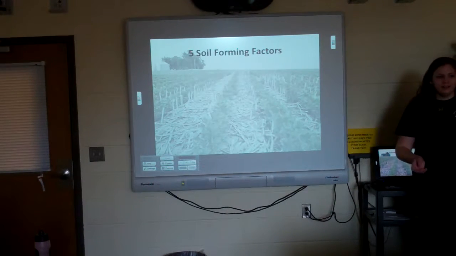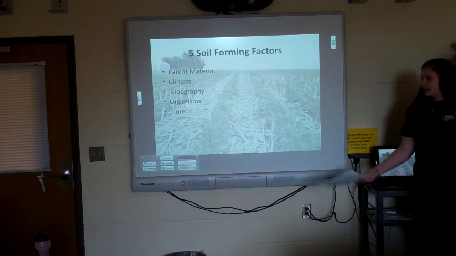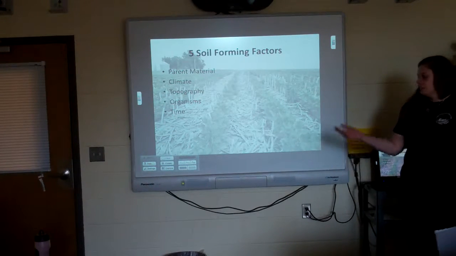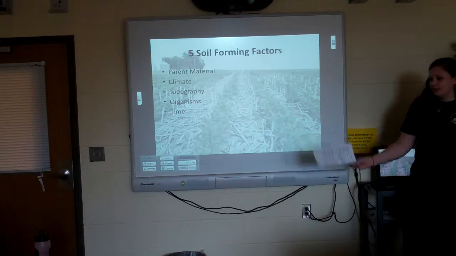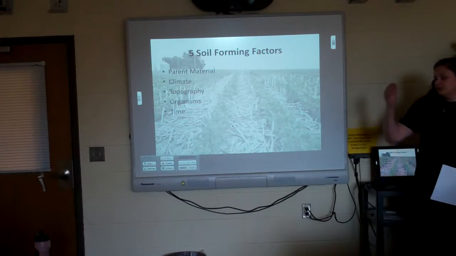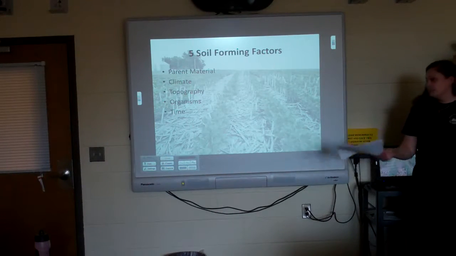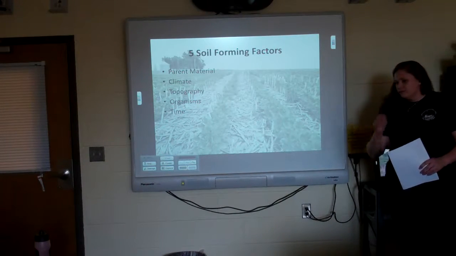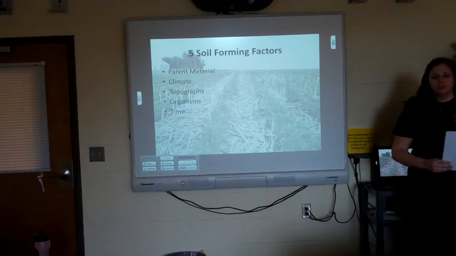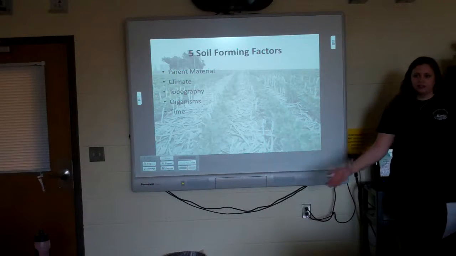Does anybody know the 5 soil forming factors? No? Okay. Well, it's parent material, climate, topography, organisms, and time. These 5 things define the soil you're going to have. Parent material affects it because you could have a soil made out of limestone or shale or granite. Climate affects it because if you have a more tropical climate, you're going to have a different soil than you would have up here in a more temperate climate.